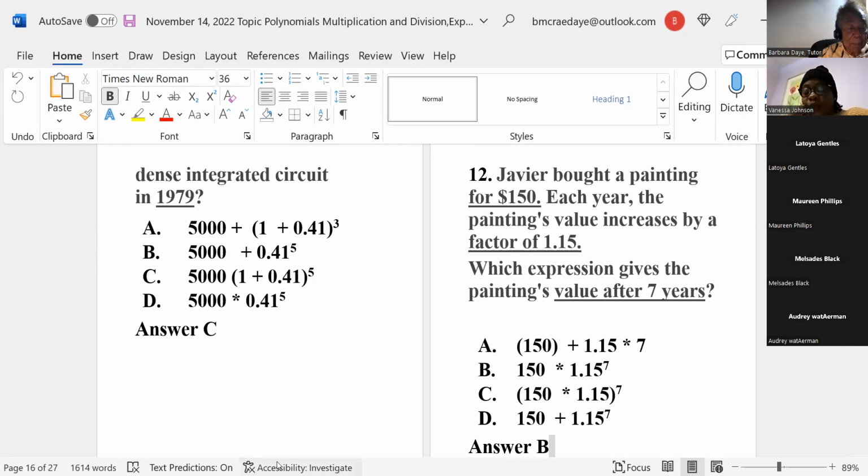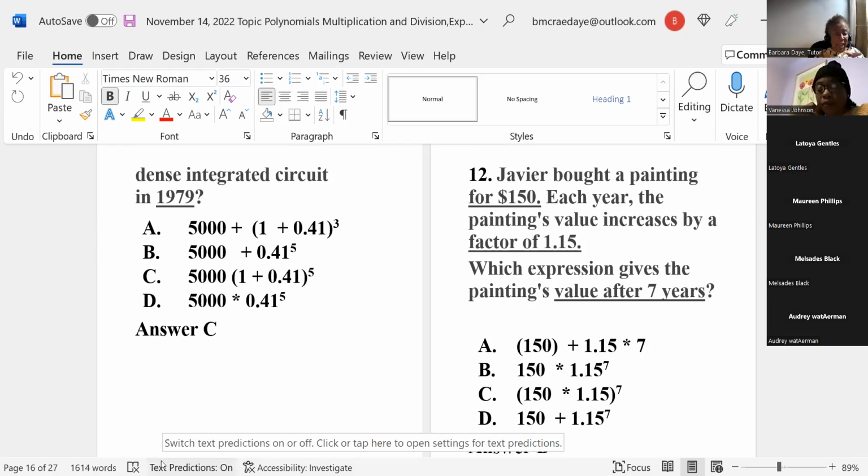Maureen, you understand why it had to be B, not A, because you don't add the 1.15 to the factor. Multiply it by the factor with the exponent that represents the time elapsed. Got it?